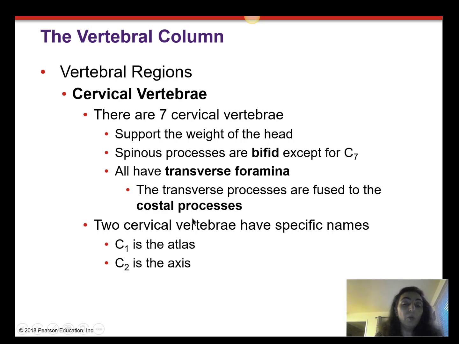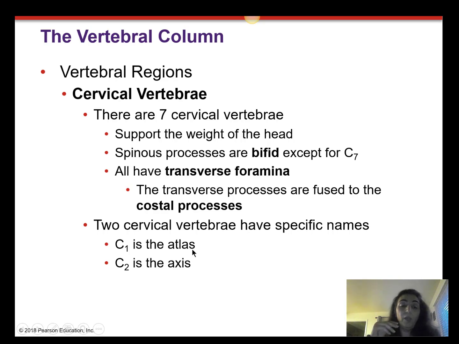But among the 7 of them, there are 3 of them that are specific, and we need to know about them specifically. The first one, that is called C1, has another name that is called Atlas.